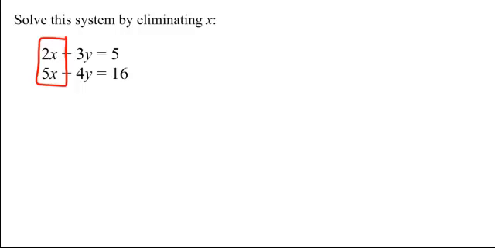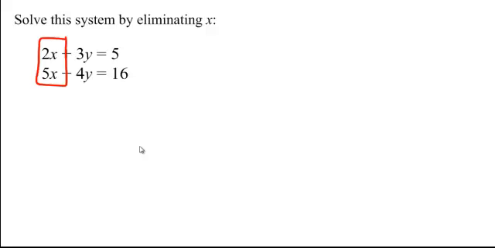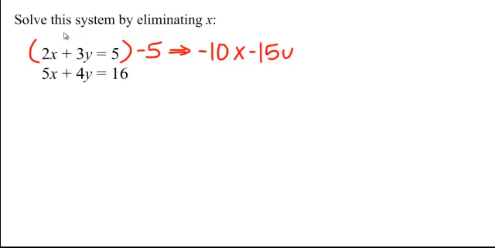What's the number that I can turn 2 into and turn 5 into that are equal? So hopefully 10 came to mind. I can turn the top one into 10 by multiplying by 5, and I can turn the bottom equation into 10 by multiplying by 2. One of these needs to be negative though, so it crosses off. And it does not matter which one you make negative. So I'm going to multiply this top equation, let's make this one negative, by negative 5. So I end up with negative 10x minus 15y equals negative 25.